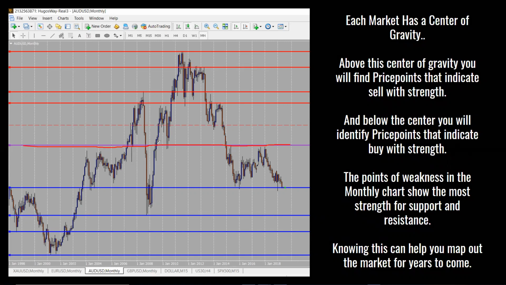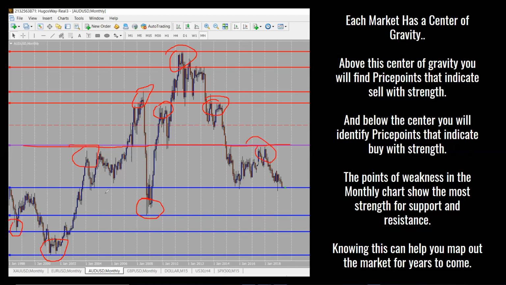So you go to the monthly chart, you identify the center of gravity. Anything below the center of gravity, as I said, a price point, you can tell where the strength in reversals was. So you can tell where the market lost its strength to keep going that way. This is weakness. This is weakness. This is weakness. All of this is weakness. You can tell where the market had no more strength left and it turned around.